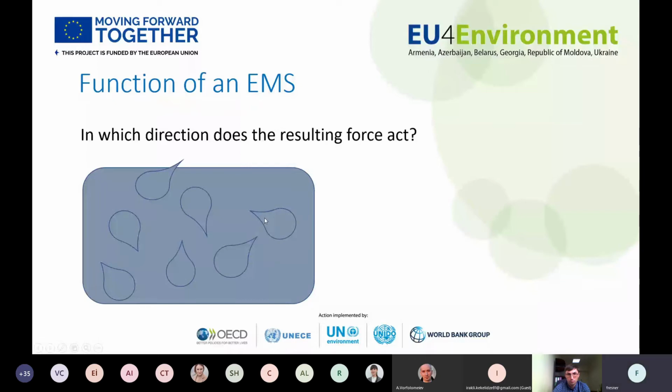Now I have a question to the engineers among us. If these circles are people, and if these arrows are symbolizing the force which they can exert, into which direction is this organization, is this system moving?